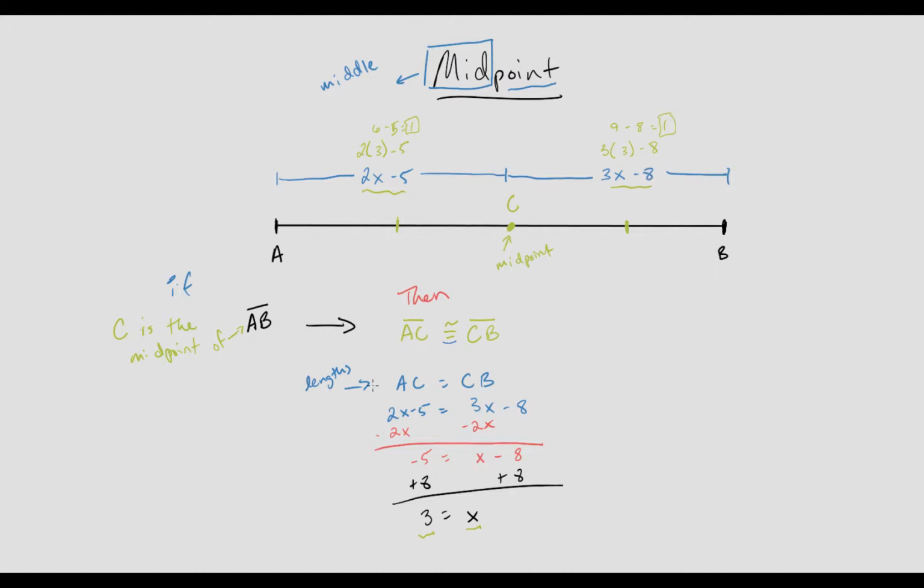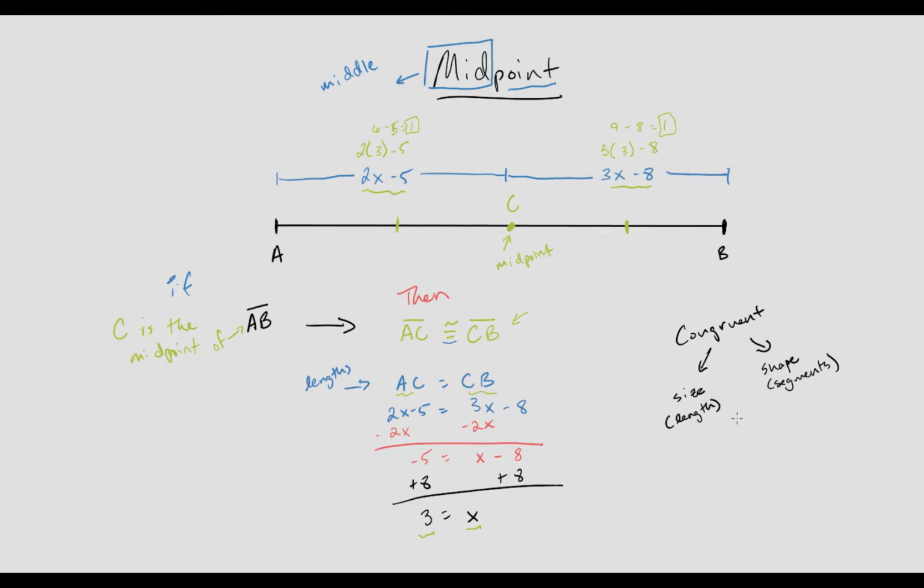Perfect. So now that we know that these have the same length and they're both segments, so they're also the same shape, we know they must be congruent. Again, just as a reminder, congruent means that they're both the same size. In this case, size would be length. And they're the same shape. In this case, they're both segments.